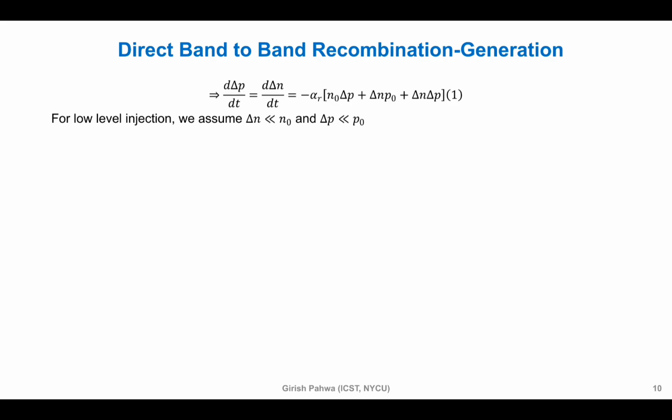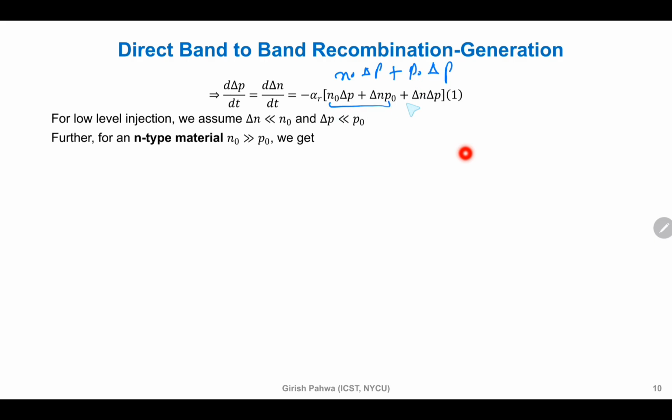If I do that, what do I get? Say I have an N-type material. N-type material means N naught is much greater than P naught. So all the terms which have this P naught become negligible compared to the N naught term. See, there is a delta P and delta N. Delta P is equal to delta N, we know that. So this is a term which is N naught into delta P, and this is a term which is P naught into delta P. These two. So which one is higher?